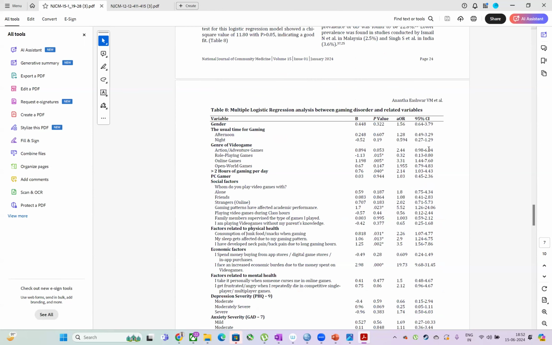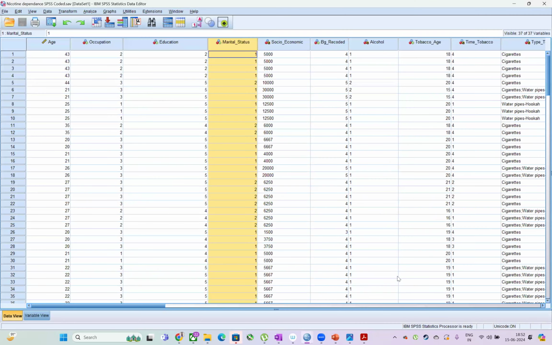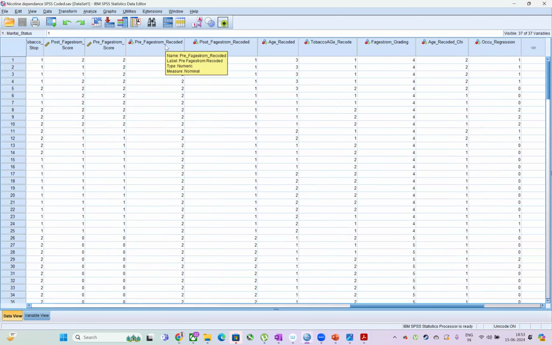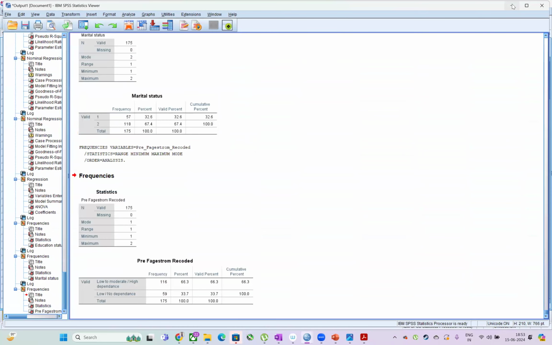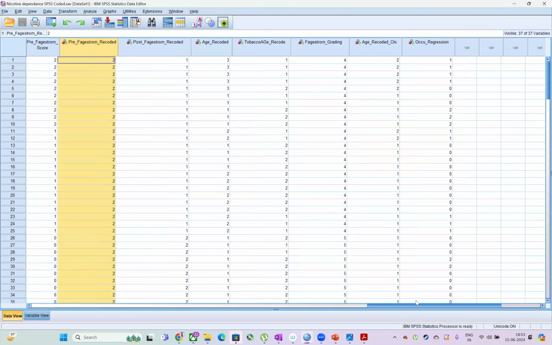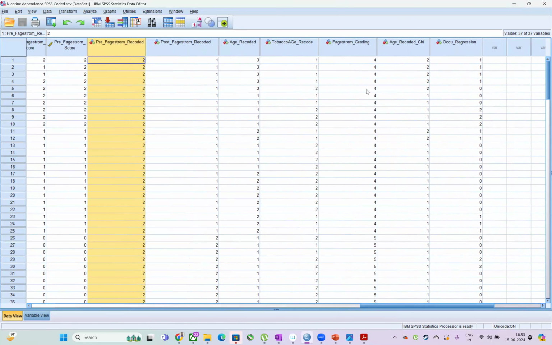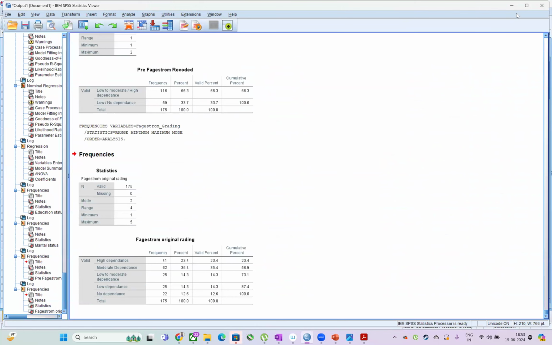The nicotine data sheet which I have provided for you, use that. If you want to play with binary logistic regression, use this. It has only 2 categories over here. Run the regression with the independent variables and see. And if you want to do a multinomial regression, use this one. The dependent variable has more than 2 categories.